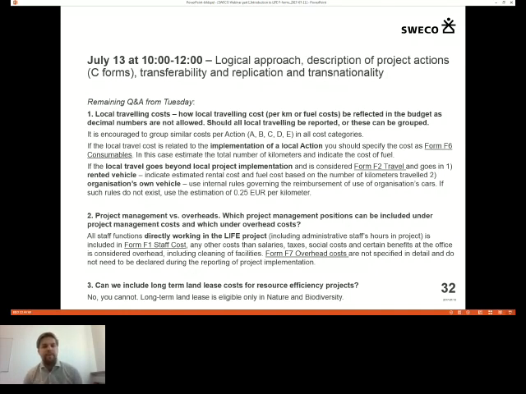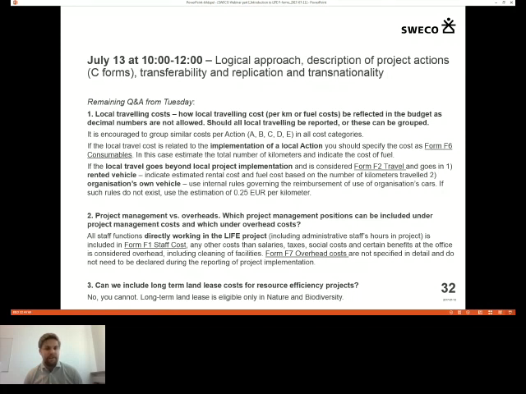Regarding the second question, project management versus overheads: which project management positions can be included under project management costs and which under overhead costs? All the costs that are related directly to staff that are working in the LIFE project, and this could include secretaries that are doing certain administrative tasks, for example, the financial administration, which is directly linked to the project, can be included under form F1, staff costs.